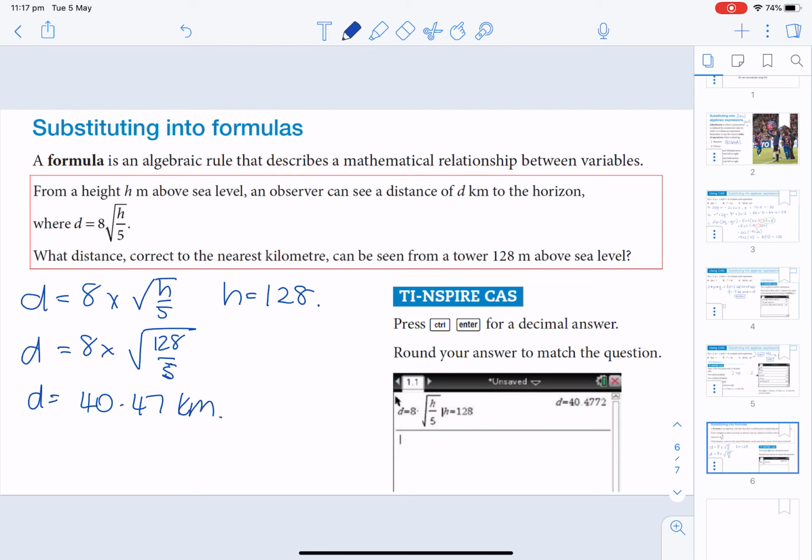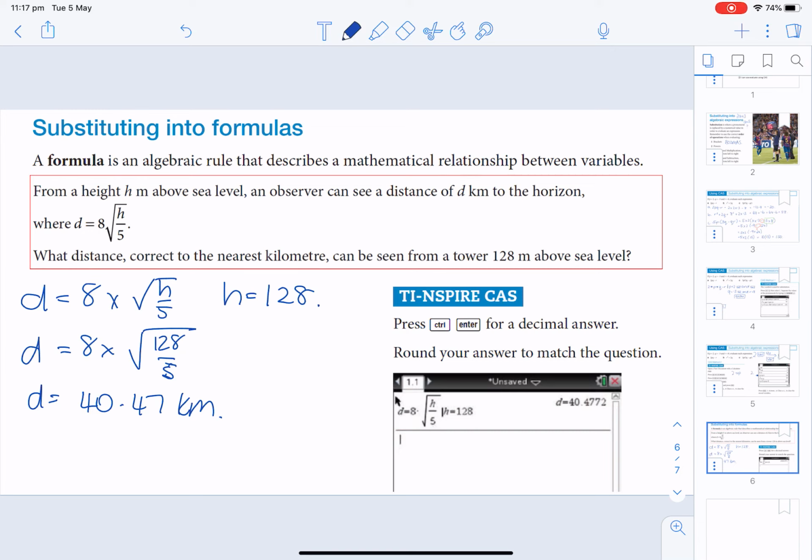Now your answer will be approximately 40 kilometres. So your square root sign on the calculator, you can either do this one of two ways. You can do 128 divided by 5, then find the square root of that, or press your square root button, open a bracket, put 128 divided by 5, close your bracket and hit enter, then multiply your solution by 8.